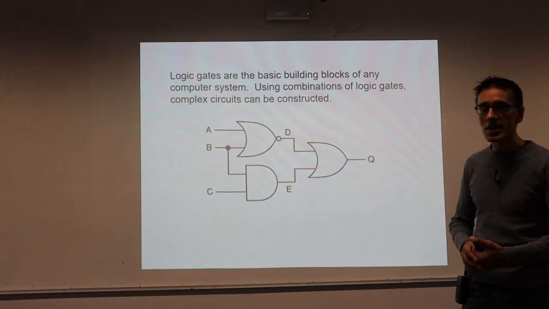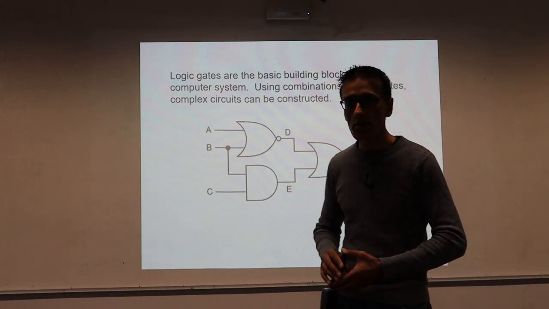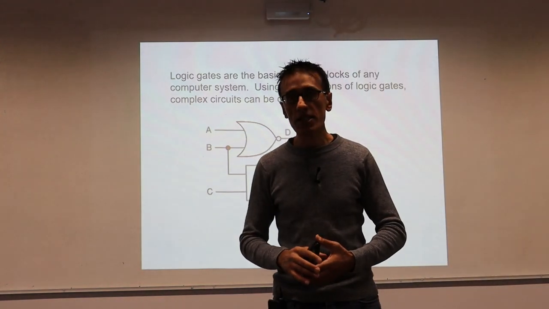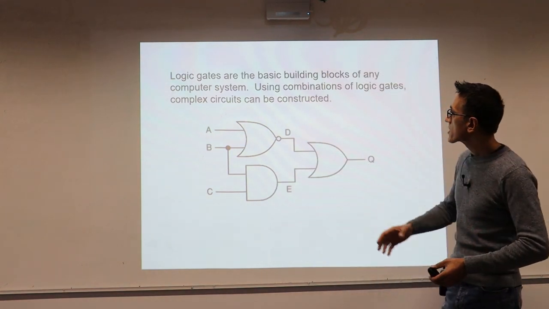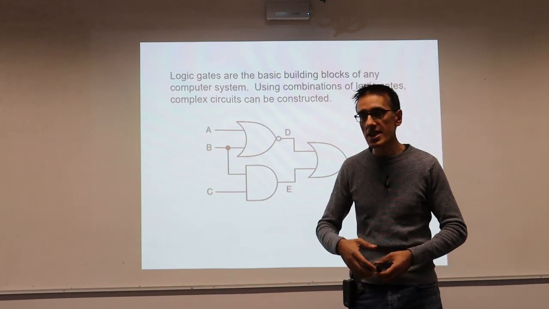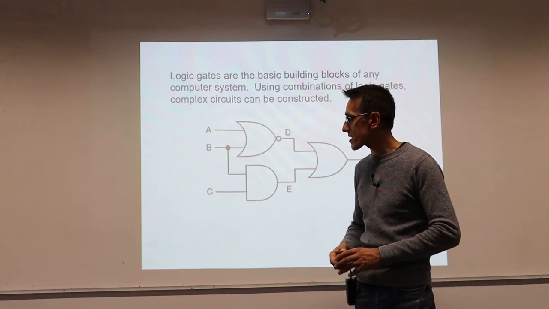Now, logic gates really are the basic building blocks of computer systems. And on a CPU, you could have billions and billions of these. Using combinations of this logic, we can build very complex circuits.